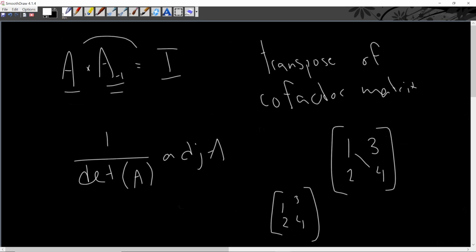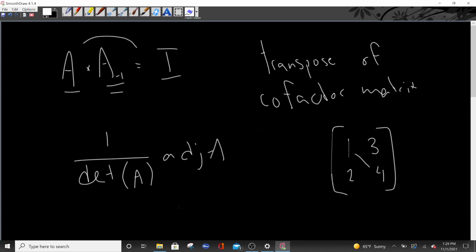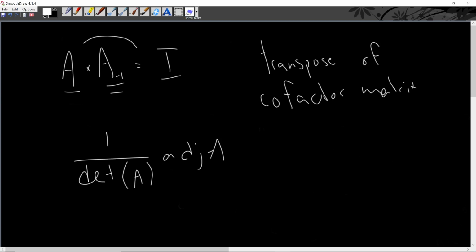So, oh wait, let me do this correctly. So this is the transpose of the cofactor matrix. So we're going to have to find the transpose after this. So let's find the cofactor matrix. We have 1, 2, 3, 4. So let's find the minor for 1. We have to eliminate everything there.